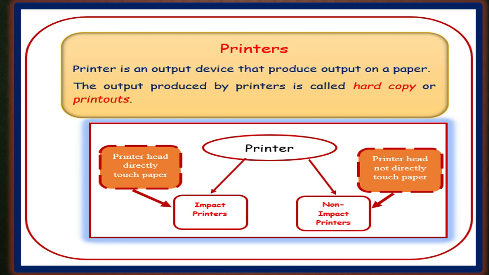So printers are basically divided into two categories. First one is impact printer and second one is non-impact printer. Firstly we will discuss impact printers. Impact printers are those types of printers in which the printer head will touch the paper. The printer head will directly touch the paper. And a non-impact printer is a type of printer in which the printer head will not directly touch the paper.